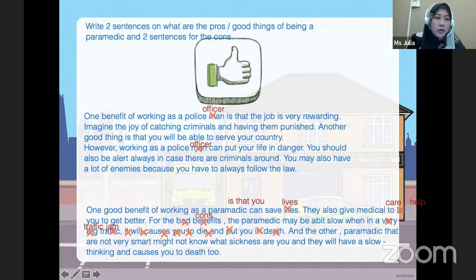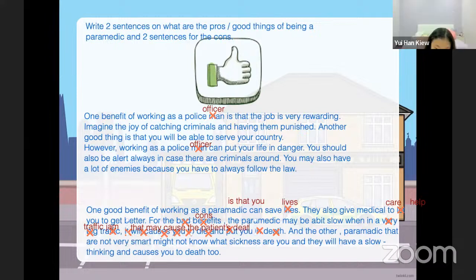Wow, that one is quite long. I will write here. That may cause the patient's death. Okay, yeah, we say something like that. Patient's death. Okay. You can still see, right? Okay. Another thing. Okay, you don't say and other. Another thing.